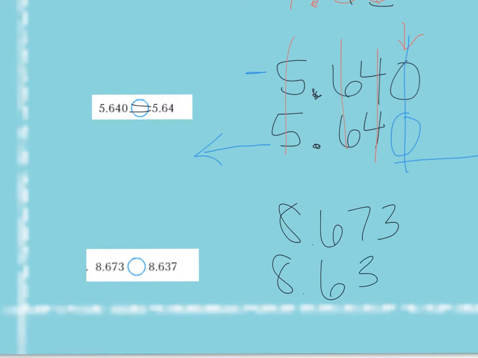Okay, so let's compare. The 8s are both the same in the ones place. The 6s are both the same in the tenths place. In the hundredths place here, I have a 7 in one place and a 3 in the other. The 7 is greater than the 3, so that means 8 and 673 thousandths is greater than 8 and 637 thousandths.